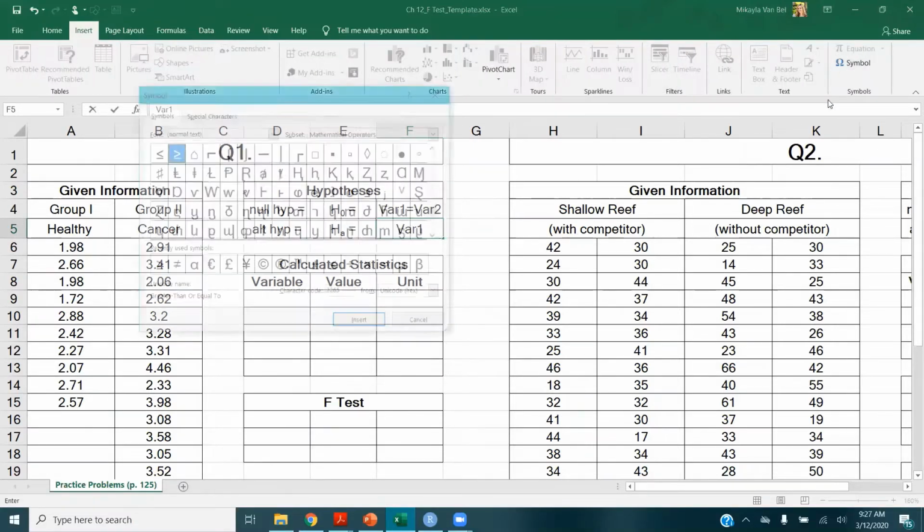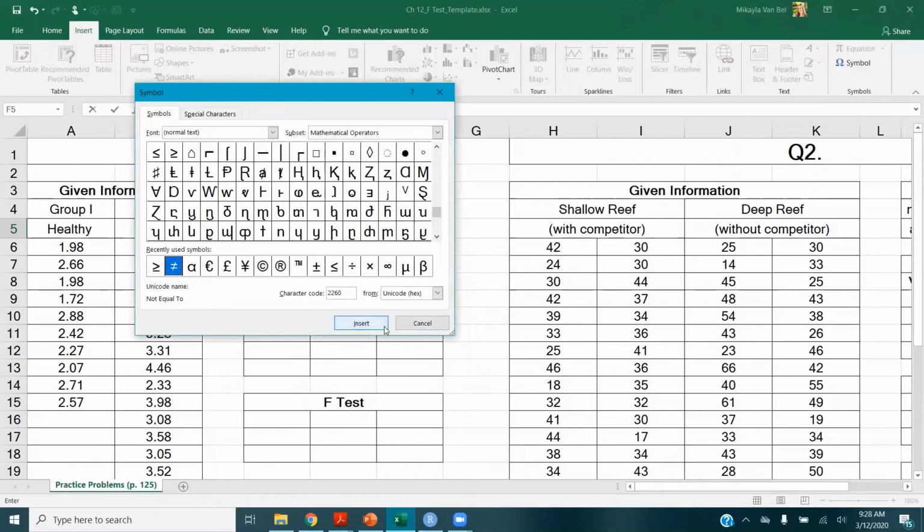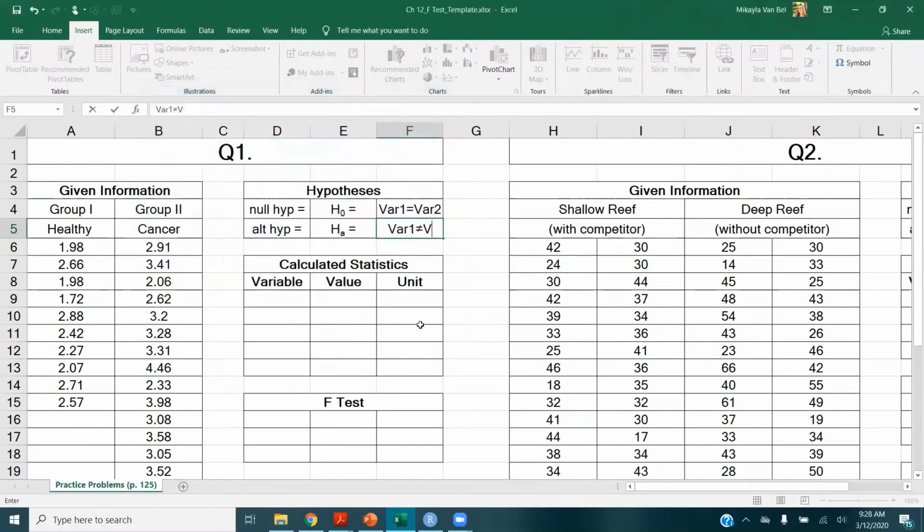And I'm going to go ahead and insert that symbol just so it's super clear on here. You could also represent these with sigma squared, but I don't want to spend time inserting that symbol and the squared. So we'll just use var1 and var2. We're going to use an alpha of 0.05 for this problem. And the first thing we need to do is figure out what F-calc is. F-calc uses the variances of the groups. So the first thing I'll find is var1.